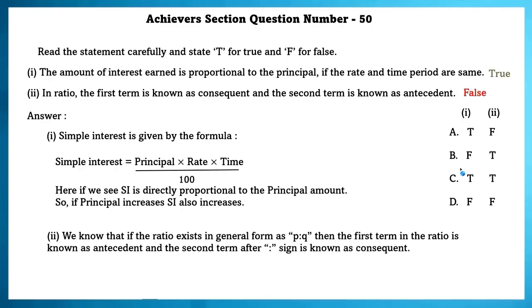So, it is true. The second one, in a ratio, the first term is known as consequent and the second term is known as antecedent. We know that if the ratio exists in general form as P is to Q, then the first term of the ratio is known as antecedent and the second term after the colon sign is known as consequent. So it is false. The answer is the A option.